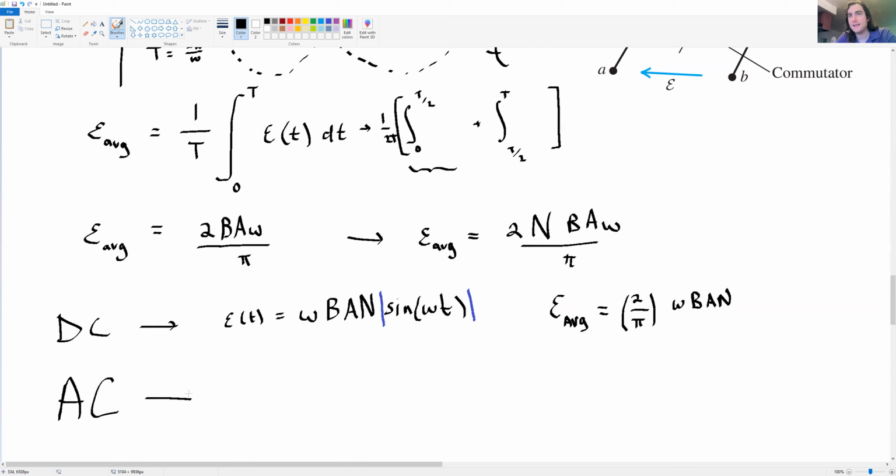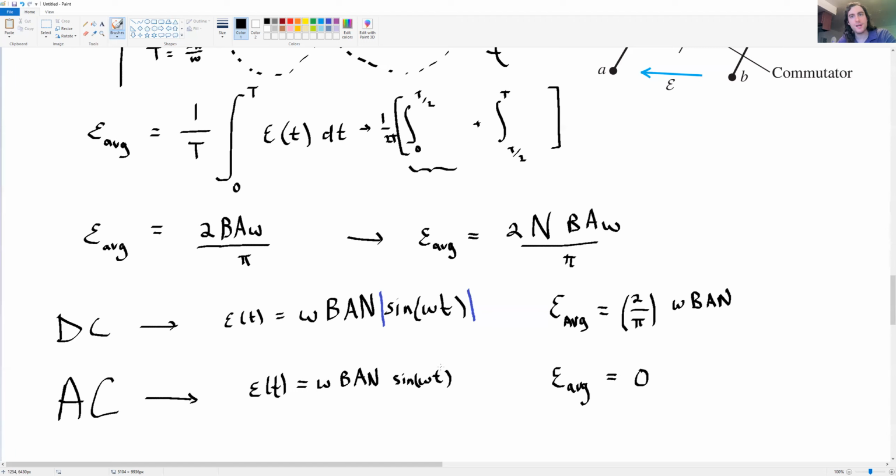Now for AC, we have, again, it needs to be said 3 times, omega ban sine omega t, and there is no absolute value this time because it is an alternating current or an alternating voltage, and so it does go negative. The average of an AC signal like this is 0. It's a sine wave, so the average is 0.